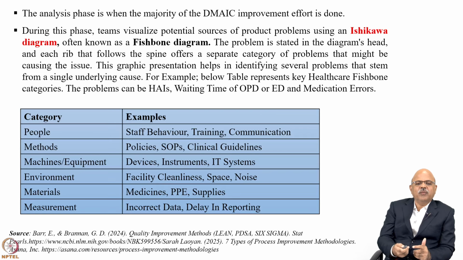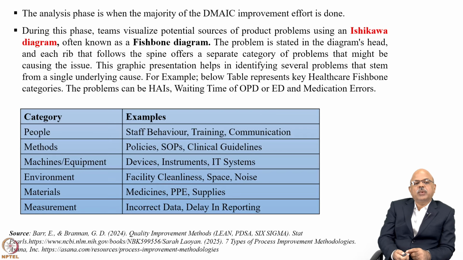The problems can be varied. You may find problems from patients' waiting time at the OPD or the emergency department where admission is very difficult, hospital acquired infections (HAIs) from ventilator associated pneumonia or surgical site infection, or sometimes even medication errors. All of this has to be represented in the key healthcare fishbone categories.